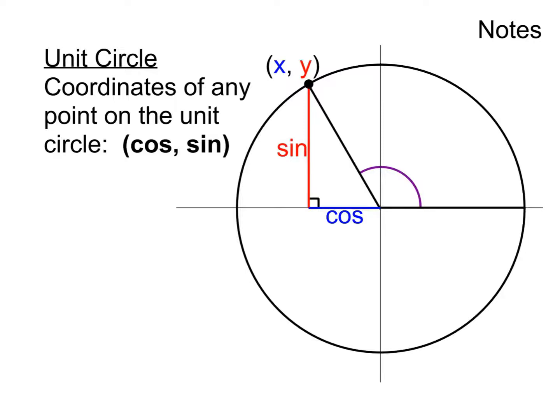And then with this information in mind, going from here, if you ever want to find the X or Y coordinates of any point on the circle, you're just going to use this rule here. Cosine for the X, sine for the Y, every time.